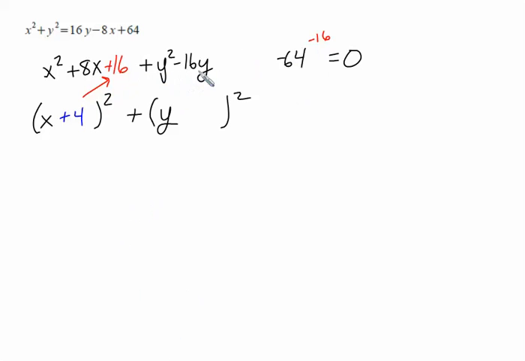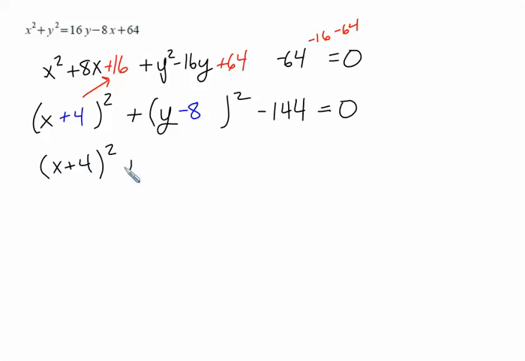Over here for the y, cut negative 16 in half and we get negative 8. When we square negative 8, we really get a plus 64, but to balance that out, we have to then subtract 64 as well. So on our calculator, or mentally, we're going to take negative 64, subtract 16, and subtract 64, and that gets us negative 144 equal to 0. But then we want to get the 144 over on the other side. So we'll have x plus 4, the quantity squared, plus y plus 8, the quantity squared, equals 144.